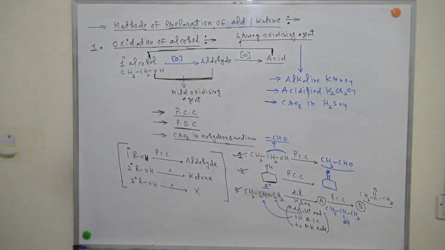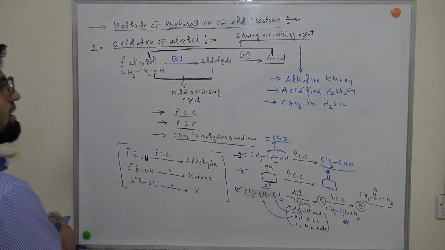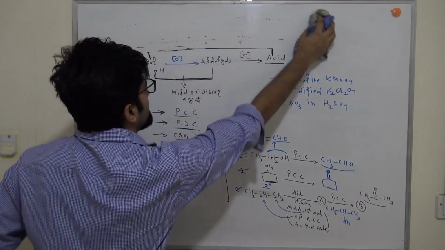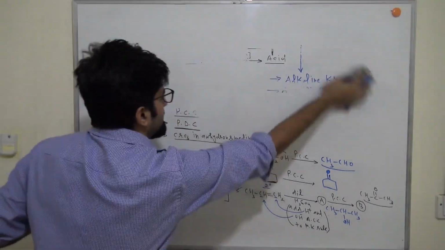Understood? Okay. So one thing that is left, then why 3 degree alcohol does not undergo oxidation. So what is the reason for that? Okay, so we are going to discuss that reason. Okay, so what is that reason? Let's discuss.